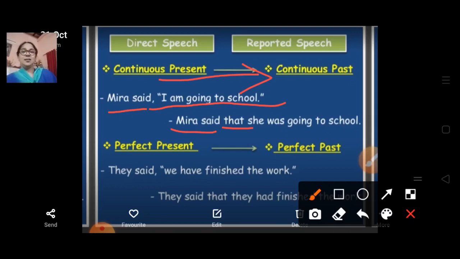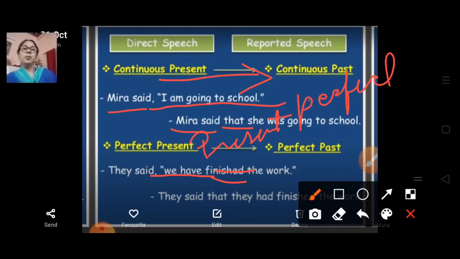Now, next, we are going to see the change of tenses, if it is written in direct speech in present perfect tense, we will change it into past perfect tense. So let's see the example. They said, "We have finished the work." Here you can see it is written "we have finished," so it is in present perfect tense.